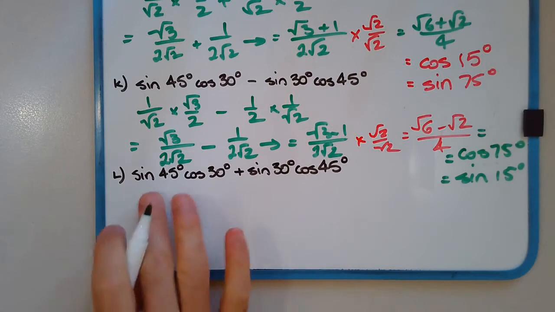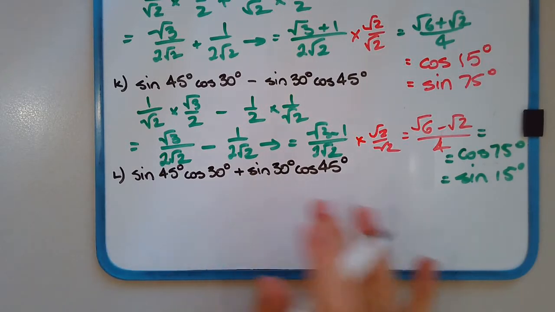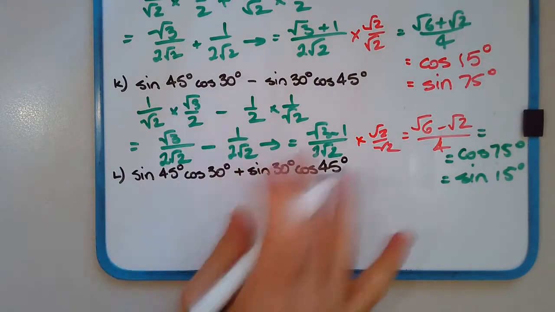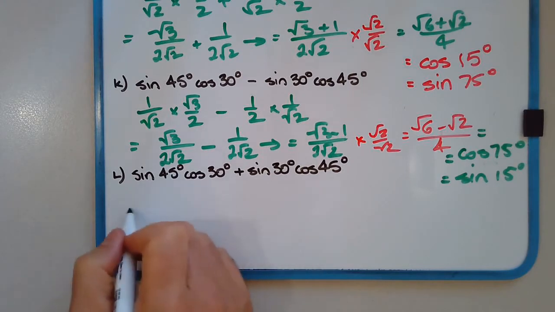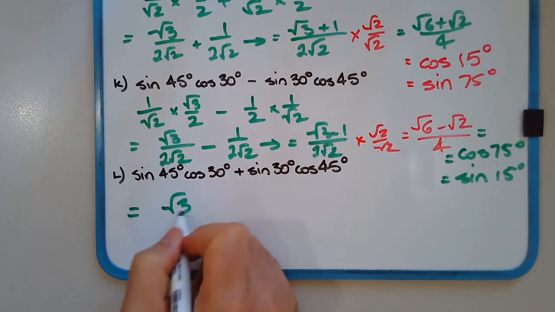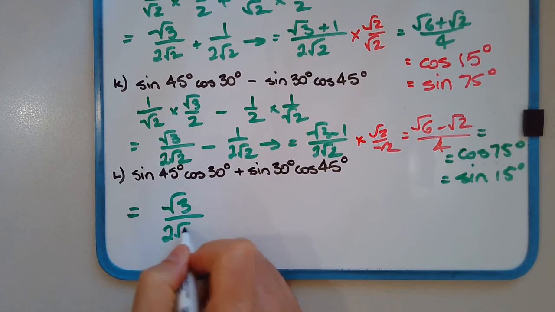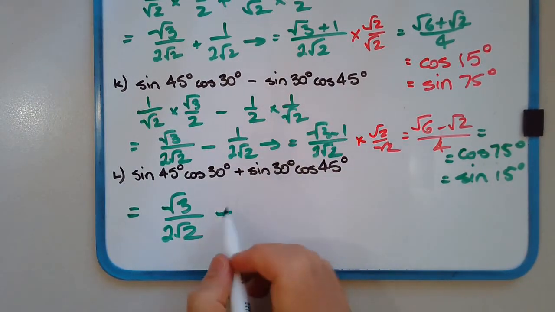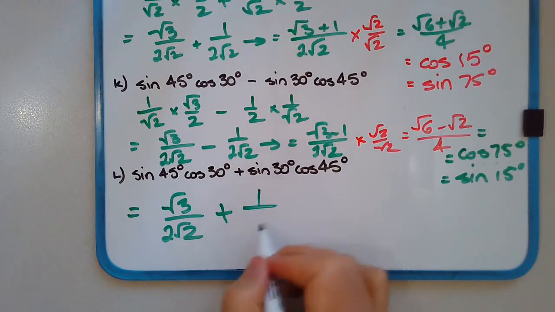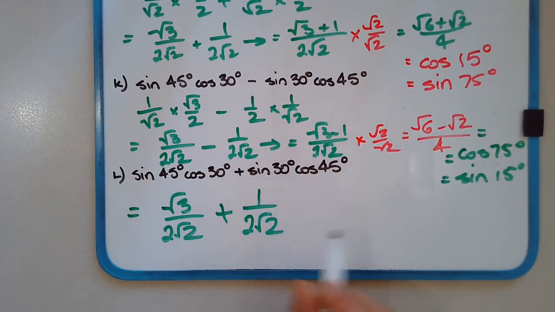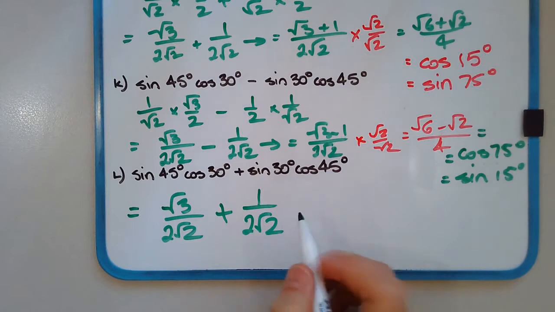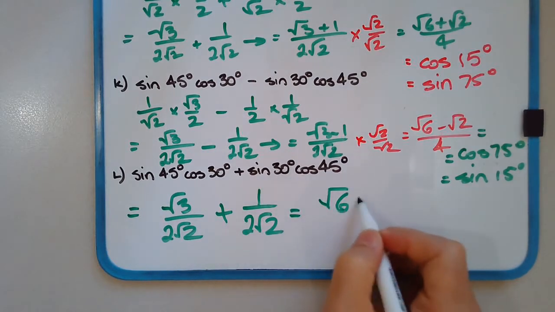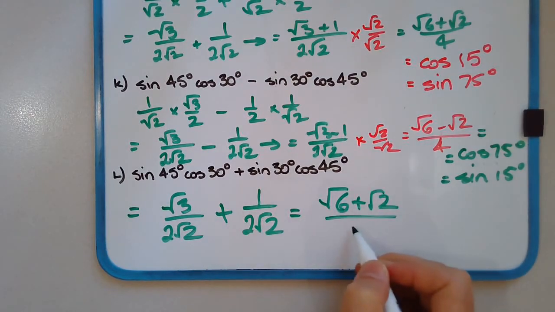All right, what about this one? Sine of 45 cos of 30 plus sine of 30 cos of 45. Again, a very, very similar thing. So this is going to be root 3 over 2 root 2, same as the top one, minus, it's actually plus 1 on 2 root 2. Again, it's the same as this result here, isn't it? So that's the same as root 6 plus root 2 over 4.